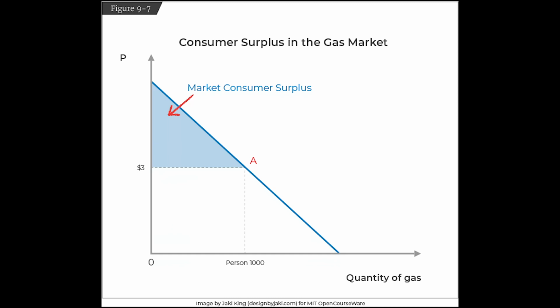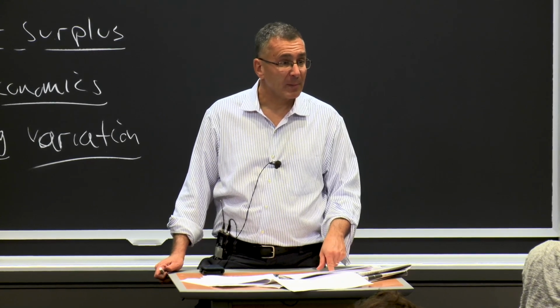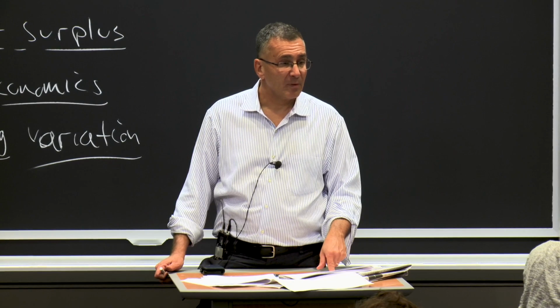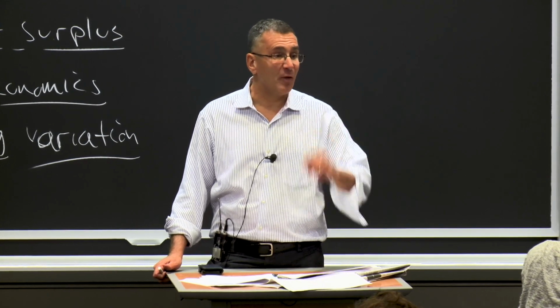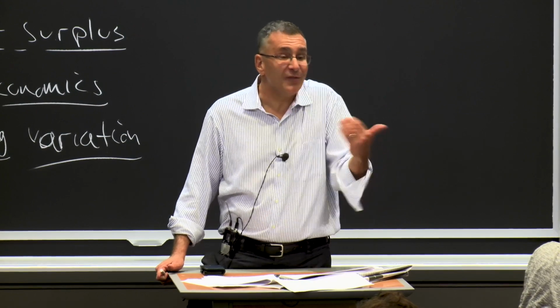Once you pass point A, why does surplus go away? To the right of point A, why is there no more consumer surplus? Yeah. The transaction didn't happen because? Because it's beyond. Your willingness to pay is below the price, right? So consumer surplus can't go negative. If it went negative, you just wouldn't buy it.